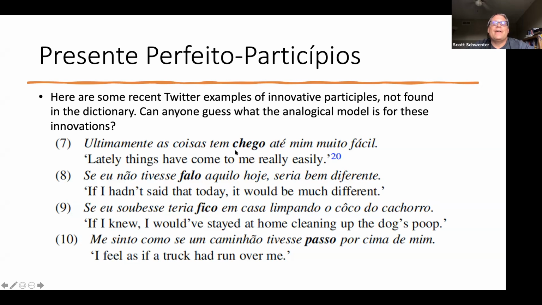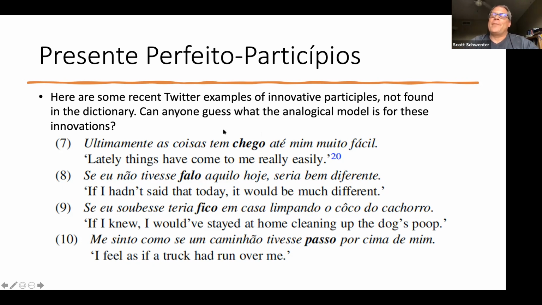Well, but they're using this, right? So what does chego look like? And falo, what does that look like? What other use does that have? No es el presente. Exacto, right? So this is eu chego, eu falo, eu fico, eu passo. And most of the irregular participles have a form that's very similar, if not identical, to the first person singular present indicative form. And so that's what they're doing.